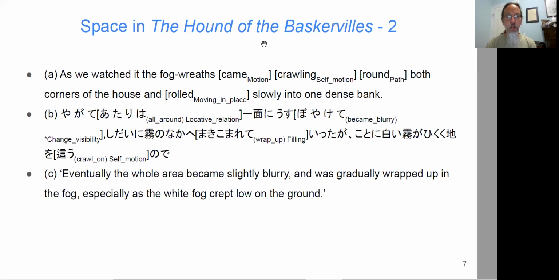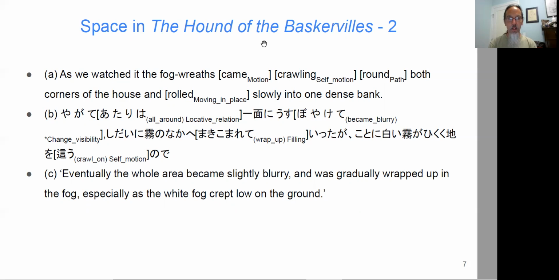So here you can see the original English. As we watched it, the fog wreaths came crawling around both corners of the house and rolled slowly into one dense bank. Here you can see a motion frame, self-motion, path, and moving in place.